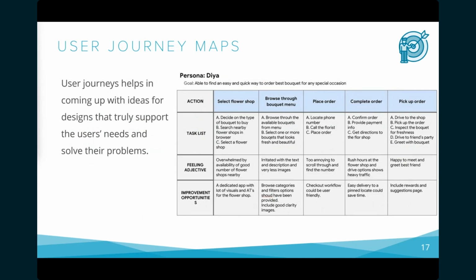In this example, Dia uses an app to find and order the best bouquet for a special occasion. As Dia uses the app, she performs some actions followed by a few particular tasks, but she experiences some frustrations and also has some positive thoughts and improvement points about the app. The actions include selecting a flower shop, browsing through the menu, placing the order, completing the order, and picking up the order.